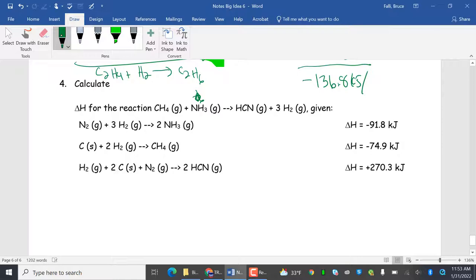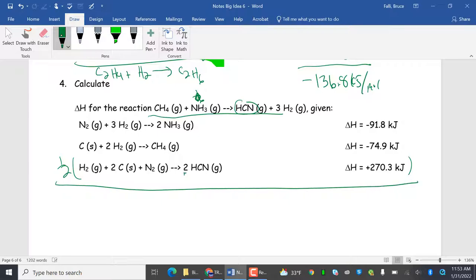Here's the word mole written for no reason. Oh, there's my mole. Okay, so here's our goal. All right, so let's start making some products. HCN. So I've got two HCNs here. Oh, no. I got to multiply this whole thing by a half because I want one, not two. So 1/2 H2 plus 1/2 of 2 is C, carbon, plus 1/2 of nitrogen yields HCN. And then that's going to be divided by 2. So 270.3 divided by 2 is 135.15. My bell rang. I need to be fast. So notice I divided that by 2.